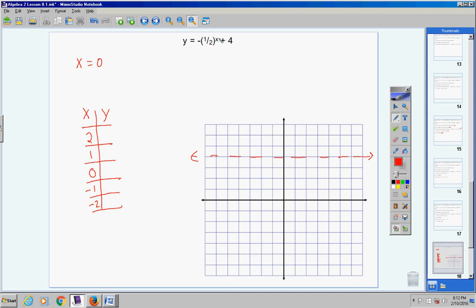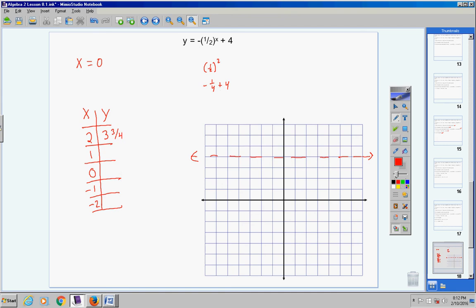Let's put a 2 in for x. So with your calculator, you would type in parentheses 1/2 to the second power, because we're putting a 2 in for x. See the 2? Putting it in for x. So 1/2 squared is 1/4. But what's in front? A negative. So negative 1/4 plus 4. That's 3 3/4, or 3.75.